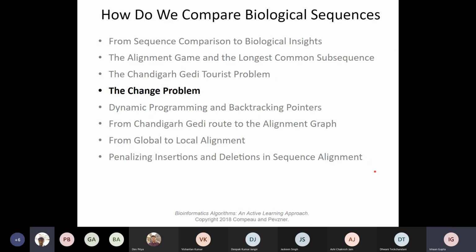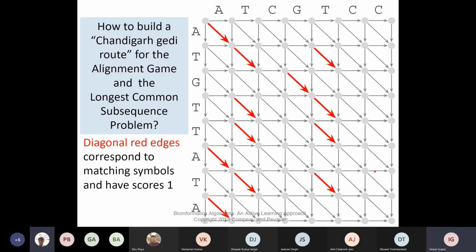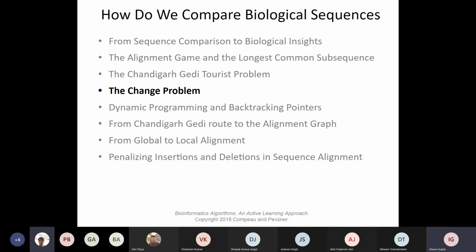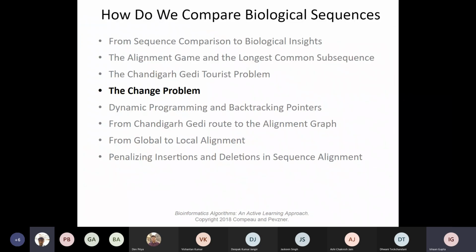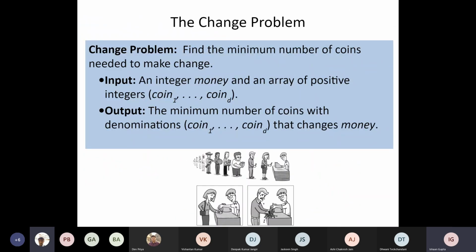Now this is where we have to introduce the next problem, which is the change problem. The change problem is also similar to this alignment problem, and it gives us some clues of how to think about solving this problem using some algorithms. The change problem is that you have to find the minimum number of coins which are needed to make change, right? So the input is an integer money, right?